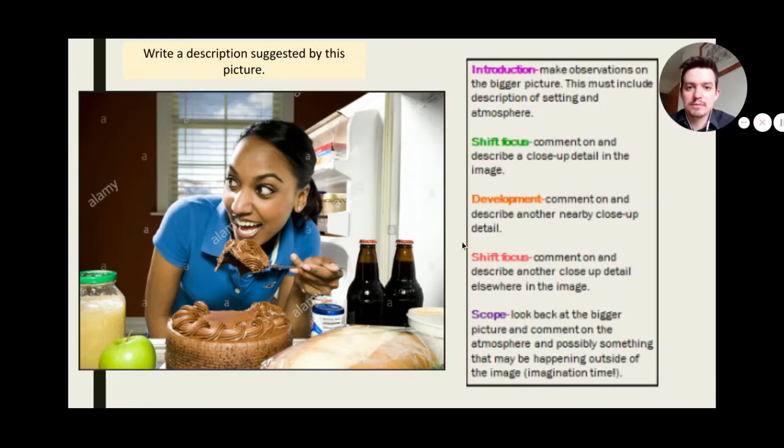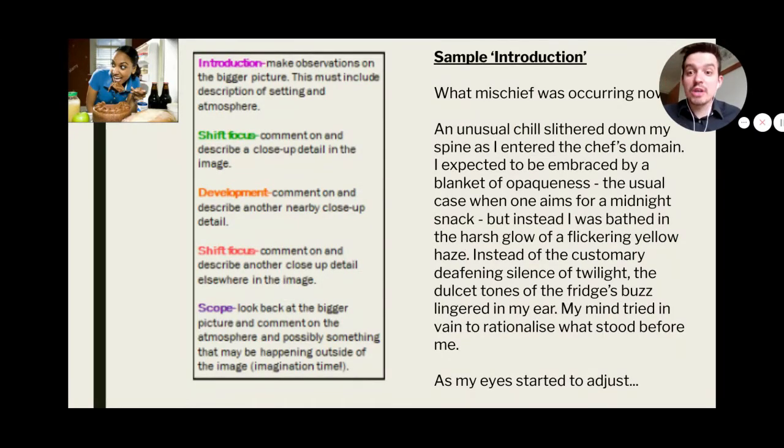So here's an example of a sample introduction. Remember, an introduction is not just one sentence. An introduction might cover a number of things. Have a read of this, pause the video, and then we can deconstruct exactly what's gone on here.